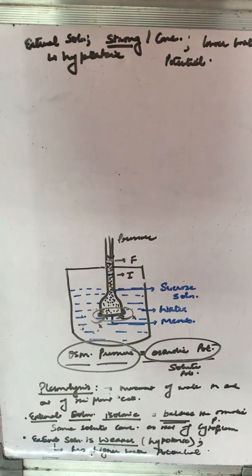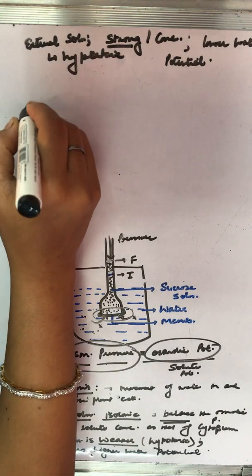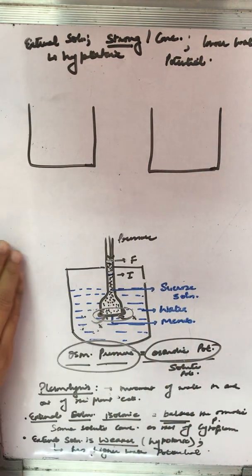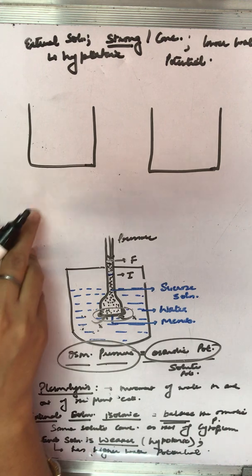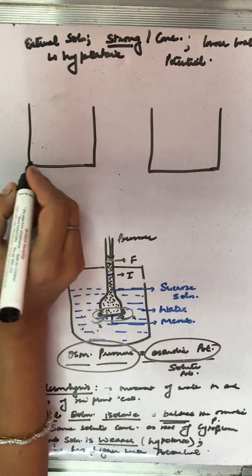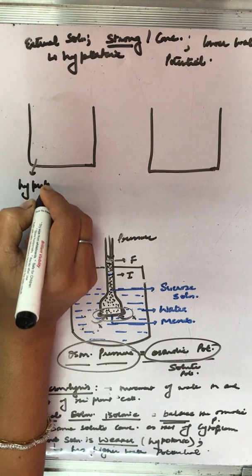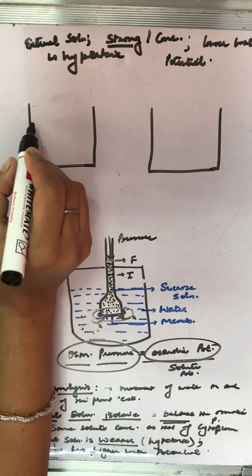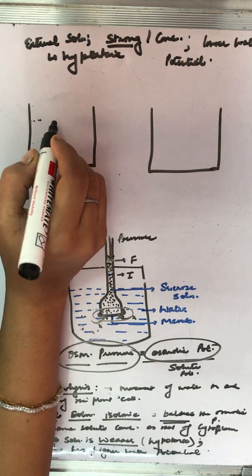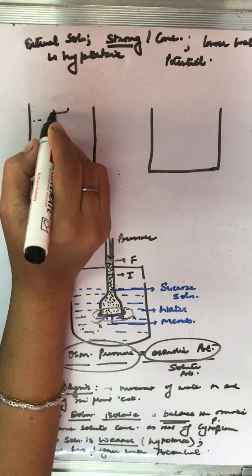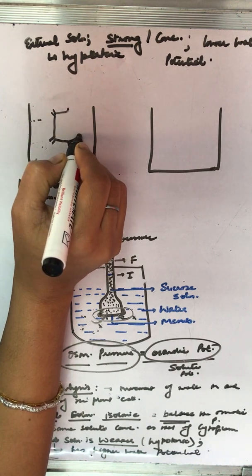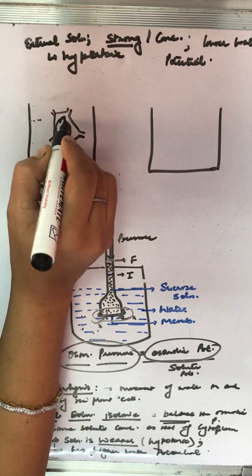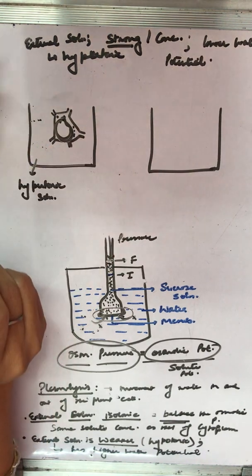Now we have got three conditions. We have a hypertonic solution, we have a hypotonic solution, and we have an isotonic solution. If we are keeping the plant cell, if we are placing it in a hypertonic solution, obviously the solution exerts a pressure. Let's keep a plant cell also. Okay, and this is the vacuole of a plant cell. Let's draw it like this for more clarity.